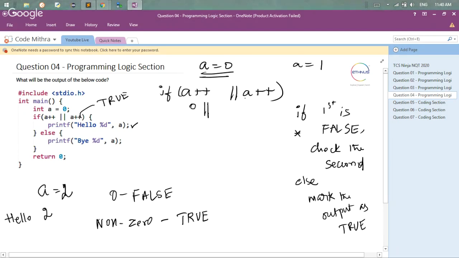Now the second operand is again a plus plus. Already the value of a is 1. Now a plus plus would get evaluated to 1, but a will have the value 2. Why will a have the value 2? Because it is plus plus. So that means 0 or 1 will get evaluated to true. Once this is true, obviously I'm going to execute this statement, but in this statement a's value will be printed as 2 and not 1.